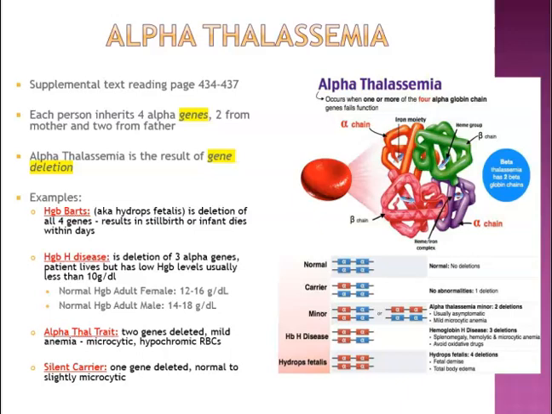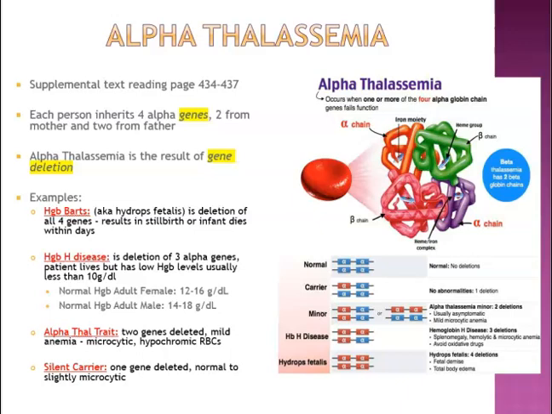Each person inherits 4 alpha genes, 2 from your mother and 2 from your father. And alpha thalassemia is a result of a gene deletion. So there's something wrong with the gene that's causing a deletion. And remember, you're inheriting a total of 4 alpha genes from your parents. So you can have 1 deletion of an alpha gene, or you can have 2, you can have 3, or you could have all 4 deleted. So let's look at those different scenarios down below, some examples.